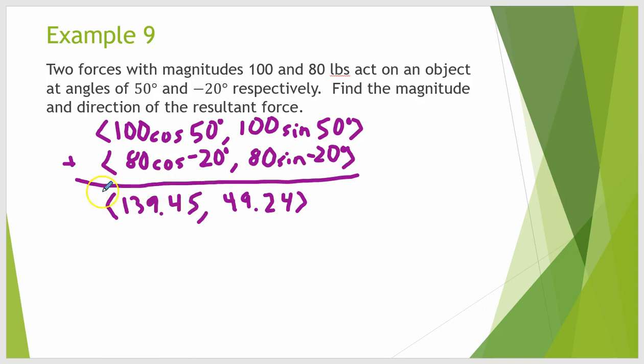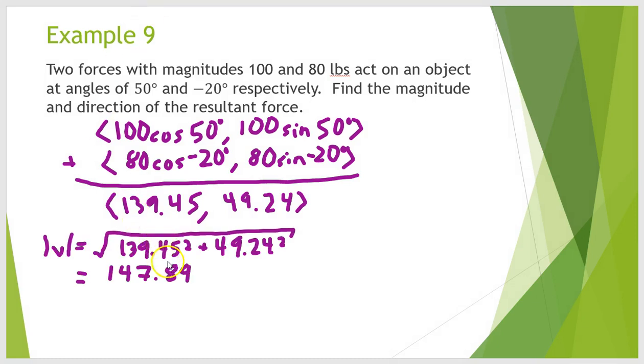So this is my combined component form for the two different forces working together. Sometimes they will ask you for that. Sometimes they'll just go straight into saying find the magnitude and the direction of the resultant force. Well, now that I have one vector to describe these things, I can use the formula for square root of x squared plus y squared.